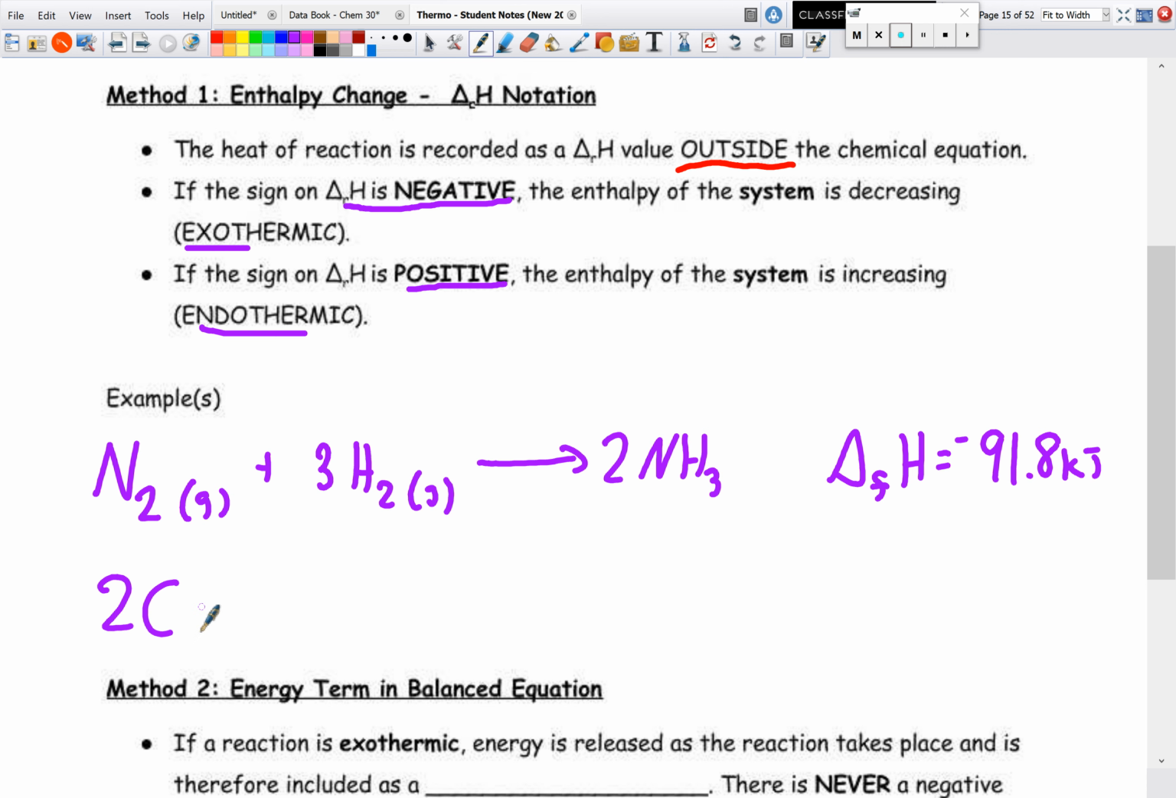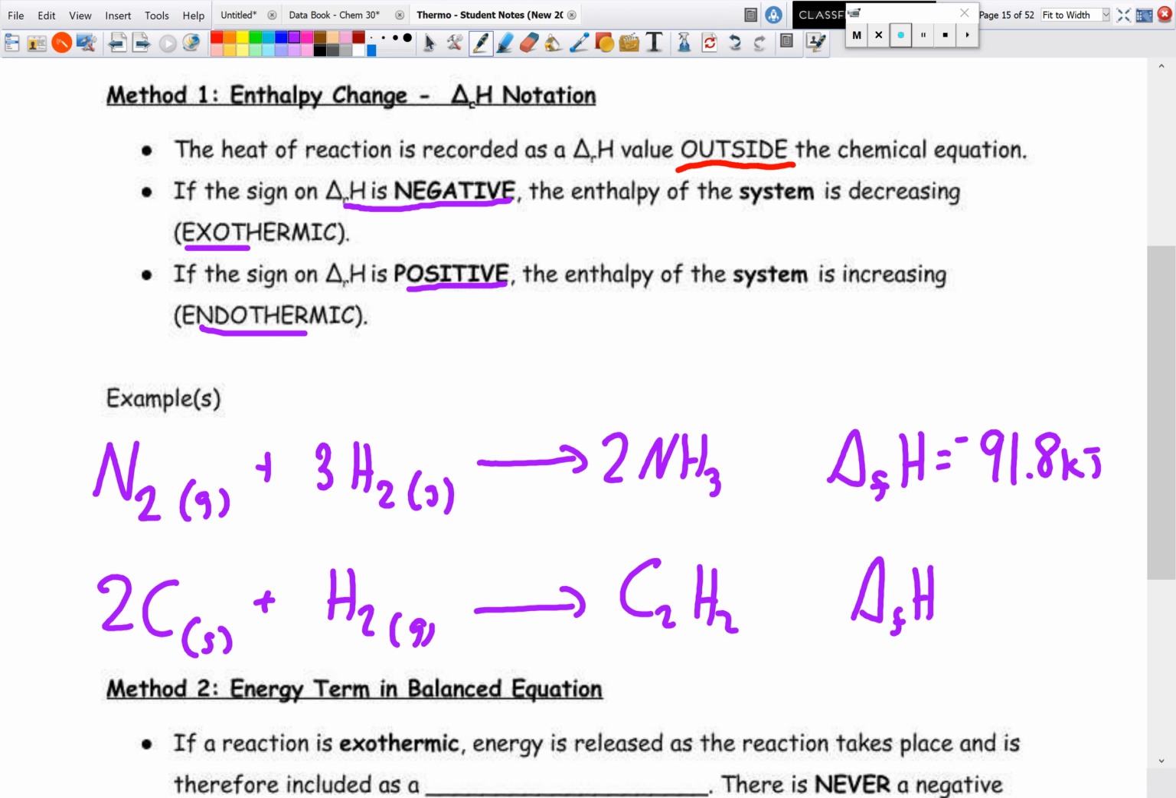So I'm going to take the formation of ethyne, and it would be positive. We've seen examples like this before, so nothing new here. We take the delta H value outside the equation, and the positive or negative sign will indicate if it is exothermic or endothermic.